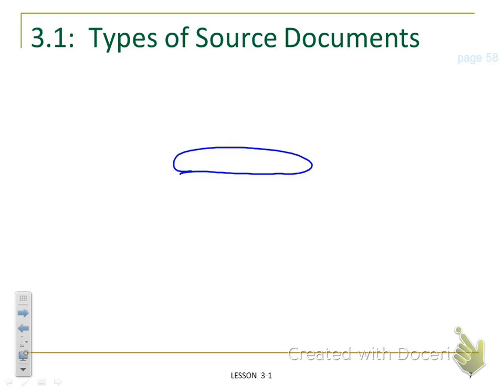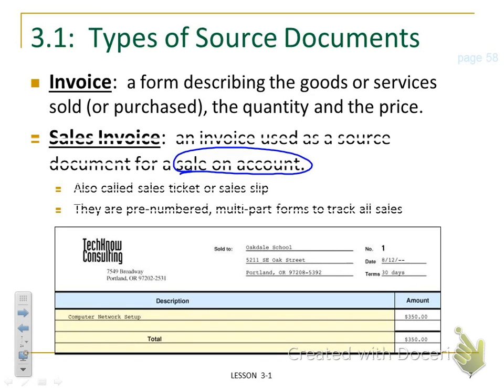The next type of source document is an invoice. First, an invoice is a form describing the goods or services that are sold or purchased, the quantity, and the price. A sales invoice is a specific type of invoice used to record sales on account. All sales invoices are pre-numbered, and they indicate the description of the item that was sold.